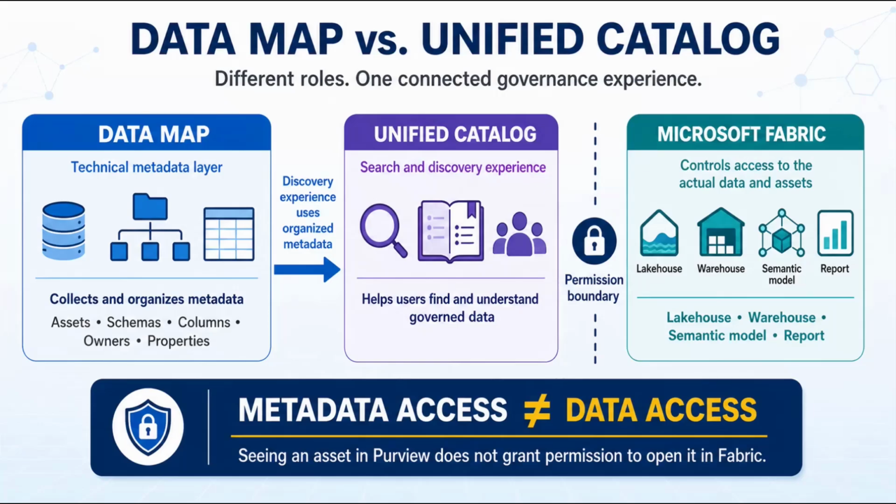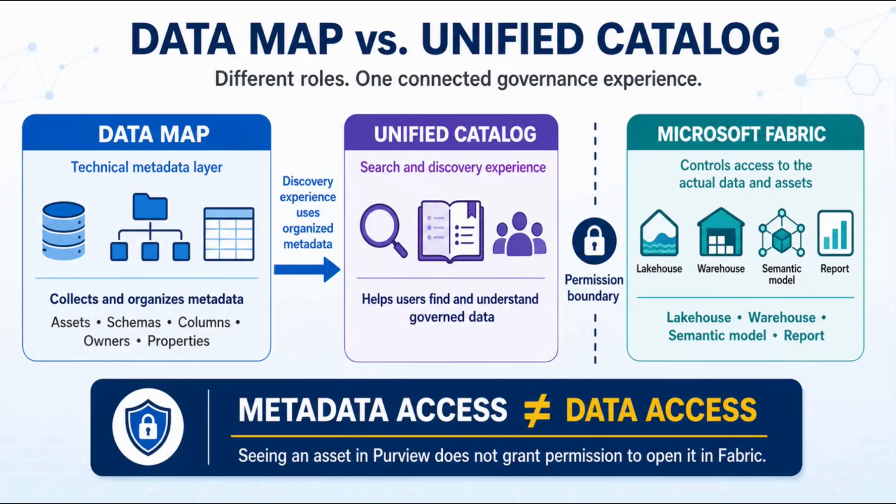However, the Unified Catalog provides a method where users can request access and an approver approves access to the assets in Microsoft Fabric. So Microsoft Fabric continues to control the access to the actual Fabric assets and their underlying data. Purview helps to find and understand those assets, but it does not bypass the Fabric permissions.